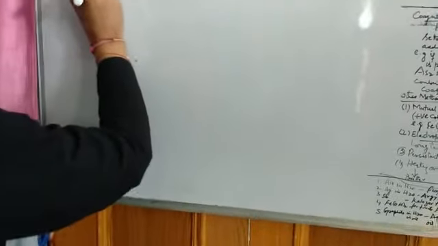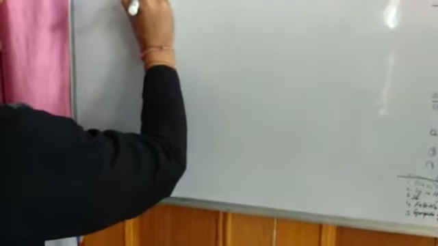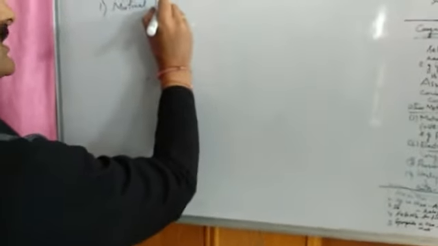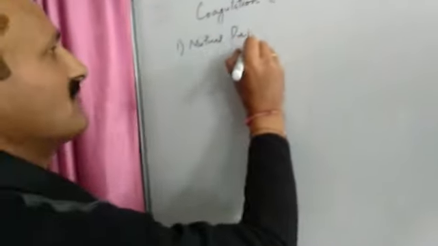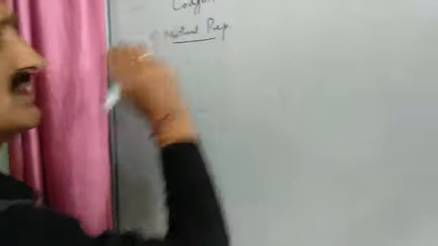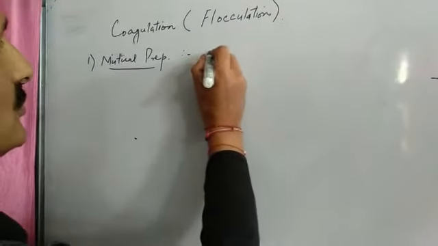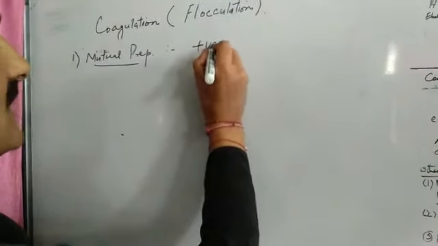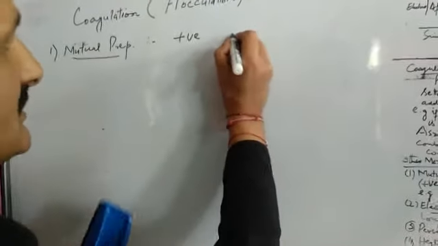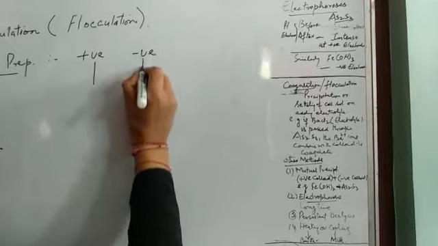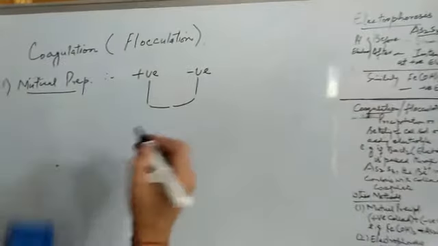For example, let me take some other methods of coagulation. Mutual precipitation. Now what is mutual? When we have the word mutual, that means two things must come into action. What are those two things? Now what we do, we take a colloid, say a positive colloid, and we take another colloid, negative. So we take oppositely charged colloids.